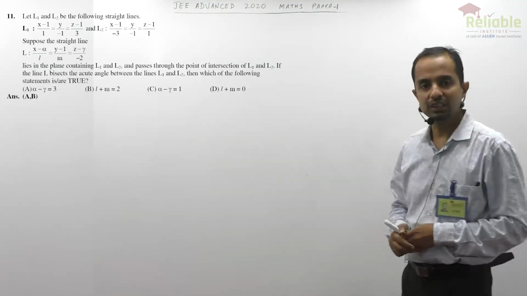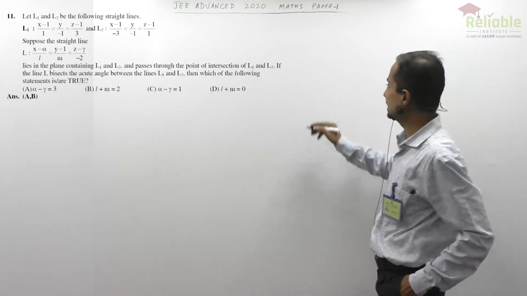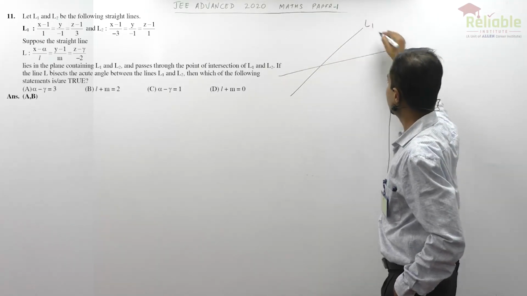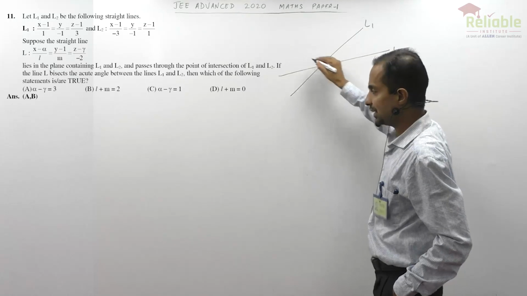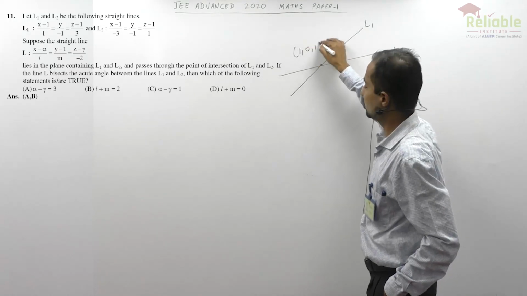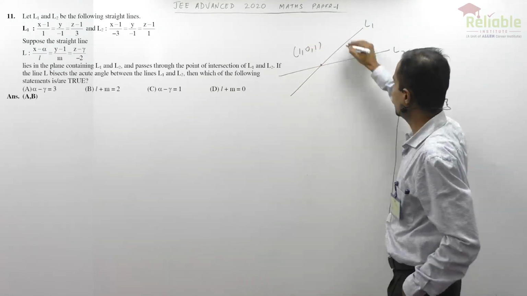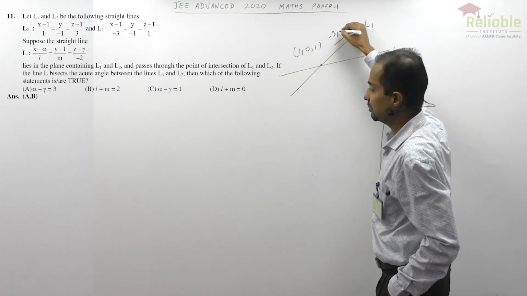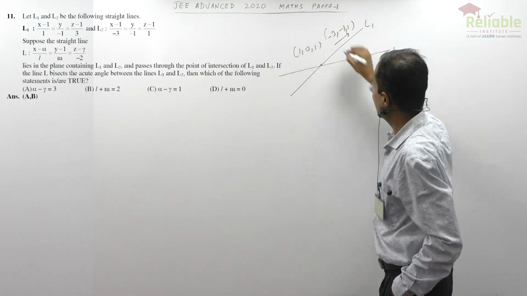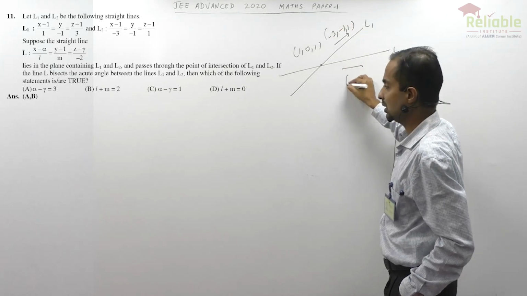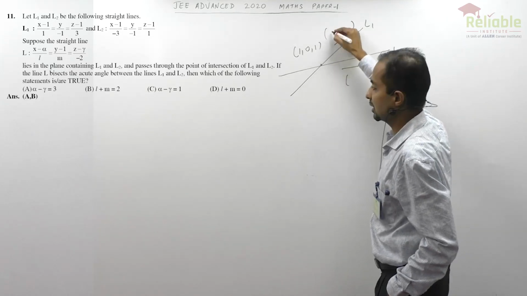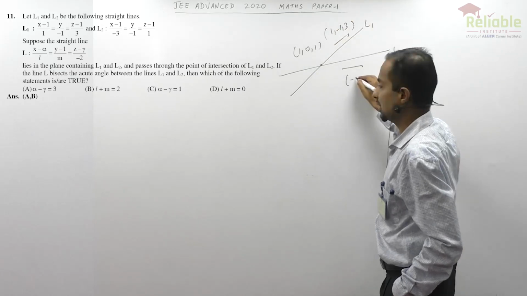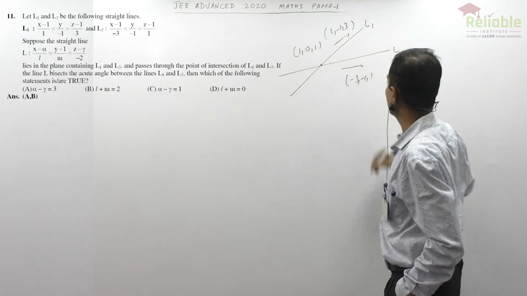Let's begin with question 11, that is on vectors and 3 dimensions. Now what is the problem? The two lines are given, L1 and L2. The point of intersection is also given, 1, 0, 1, as you can see from the symmetric line. This vector is given, -3, -1 and 1. And this vector is also given, rather this is the line 1, 1, -1, 3 and -3, -1, 1.